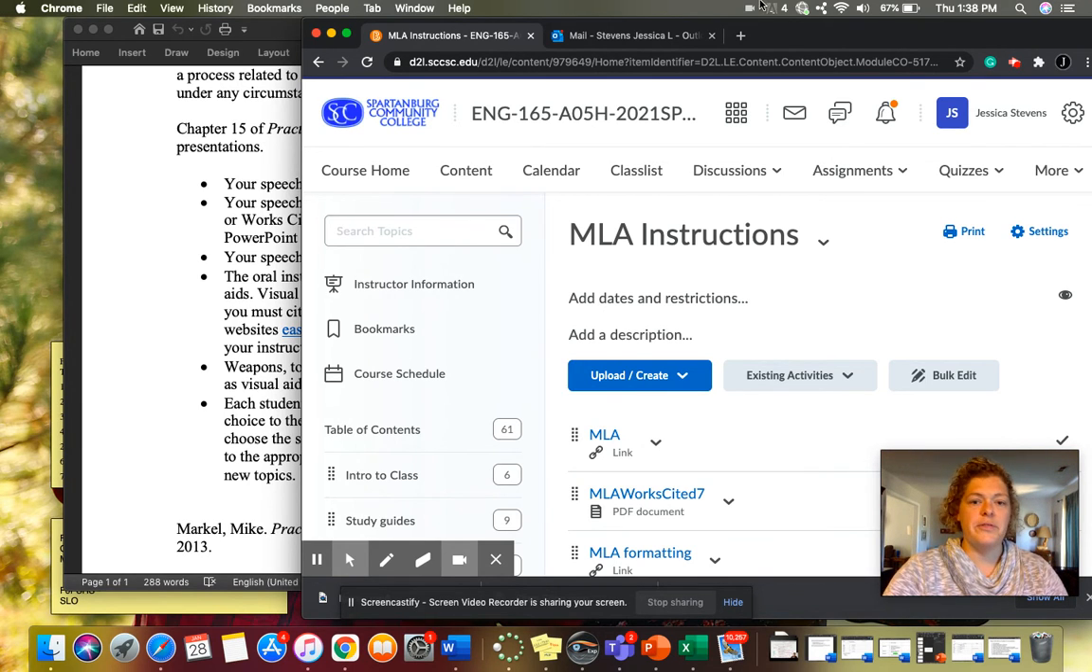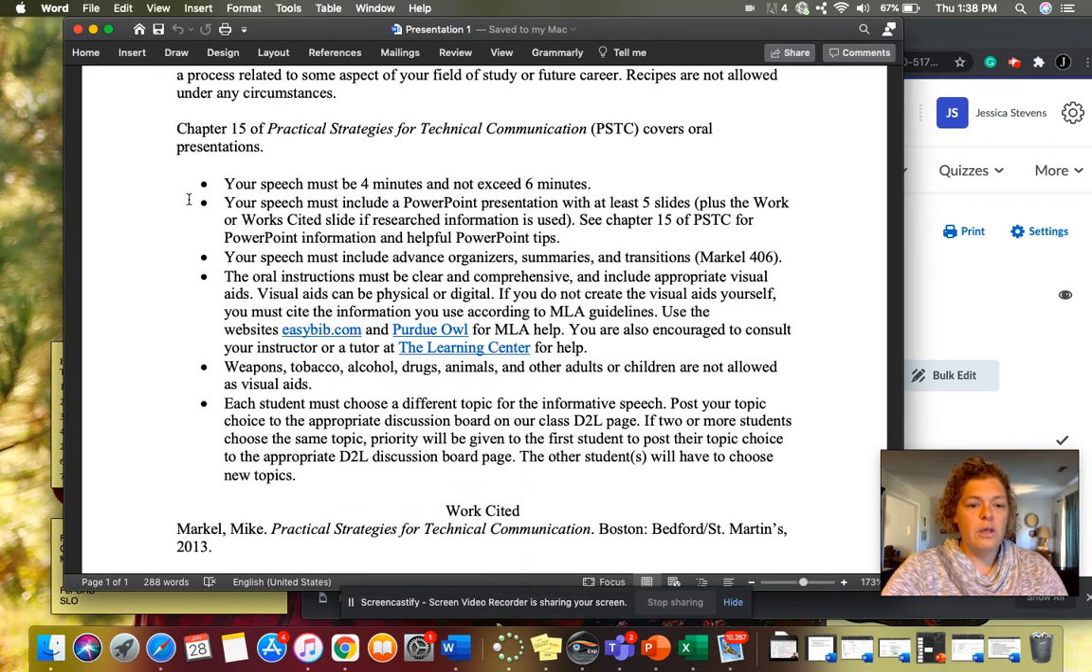There are good resources. So your speech has to include organizers, summaries, transitions. Basically, use visual elements. Use the features in PowerPoint or Prezi. I'll show you Prezi on Tuesday. Make use of those so that your presentation is dynamic and interesting. Your oral instructions need to be clear and comprehensive, okay? And they need to include visual aids, and those can be physical or digital.